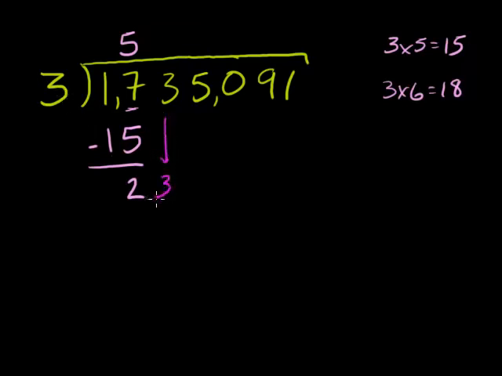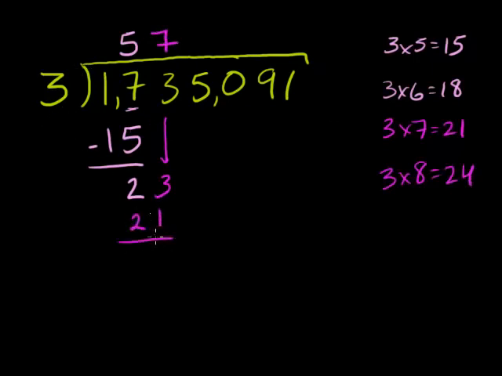3 goes into 23 how many times? Well, 3 times 7 is equal to 21. And 3 times 8 is too big. That's equal to 24. So 3 goes into 23 7 times. 7 times 3 is 21. And we subtract. 23 minus 21 is 2. Now we bring down the next number. We bring down the 5. I think you can appreciate why it's called long division now.